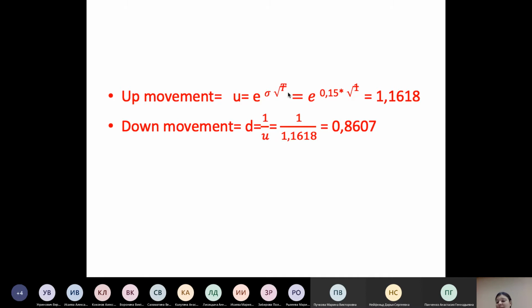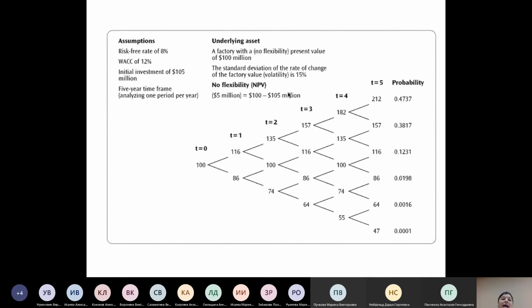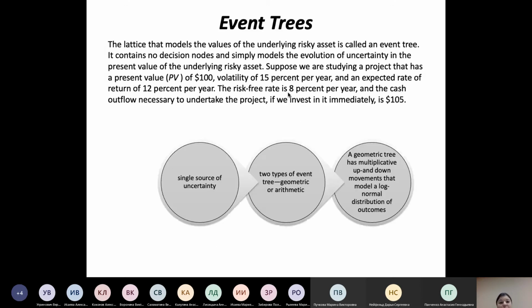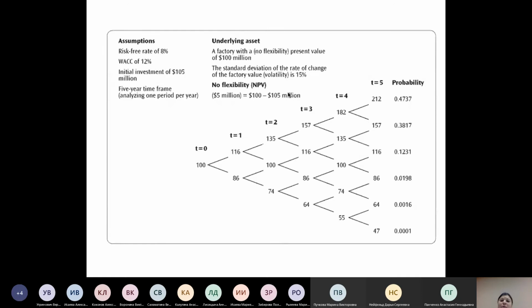What does it mean, our T? Our T means the period of time of expected changes of our project. In other words, our project can be changeable annually, or each year our cash inflows can be increased or can be decreased. Let's suppose the duration of our project is 5 years.